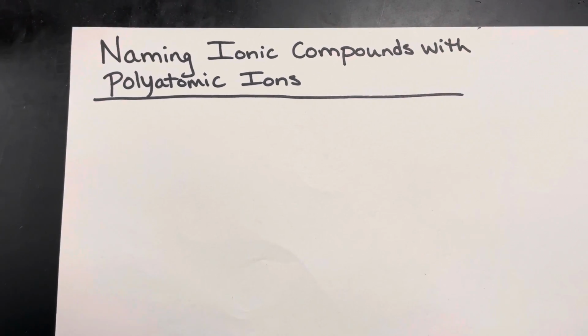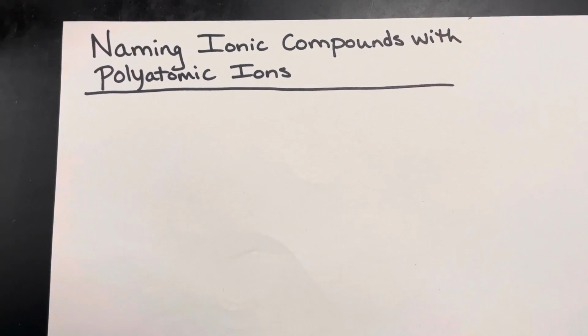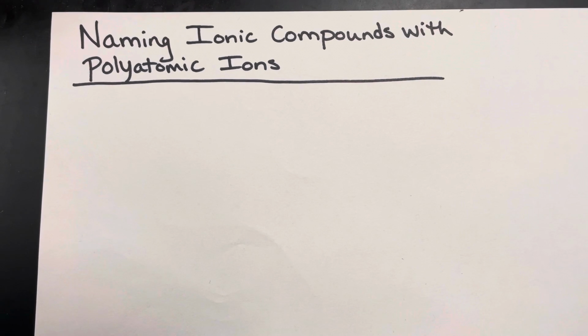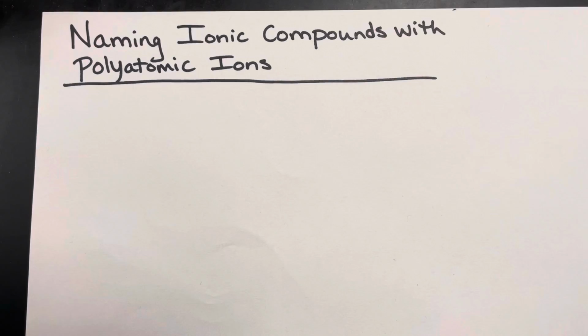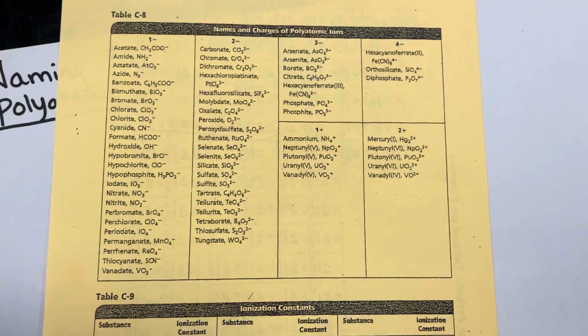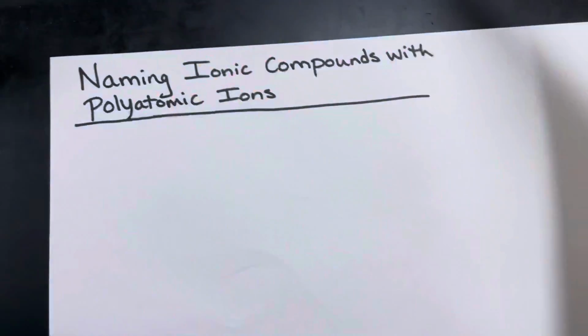Hi everyone, here is a video about how to name ionic compounds with polyatomic ions. So first of all, you need to know that these are not binary, so they will have more than 2 capital letters, they have more than 2 elements, and there will actually be something from the backside of the periodic table in that compound, okay?